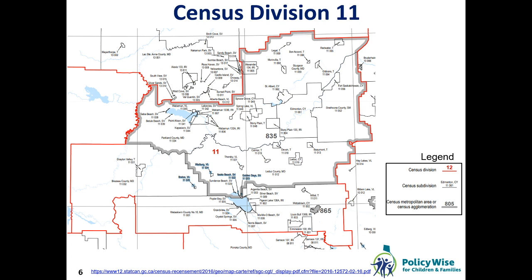You'll also notice that there are small black lines, and those outline the census subdivisions. For instance, there's the Edmonton Census Subdivision, Strathcona County, Stony Plain, Fort Saskatchewan, etc. There's also another geography called a census metropolitan area, and that's outlined here in the thick gray line.